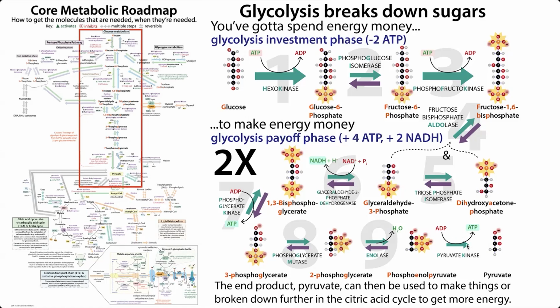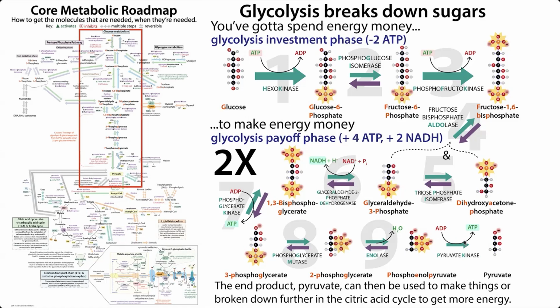Pyruvate kinase is the kinase that helps make this reaction happen, and it leaves you with pyruvate. The name's a little confusing because this reaction is very energetically favorable, so you're not just going to reverse it, but it's named in the reverse direction, as if you were putting the phosphate group onto pyruvate. Really, what you're doing is taking the phosphate group off of phosphoenolpyruvate, sticking it onto ADP to give you ATP, and getting left with pyruvate.